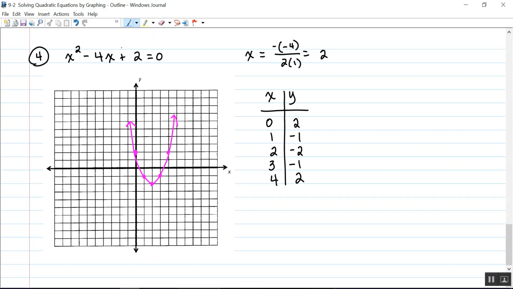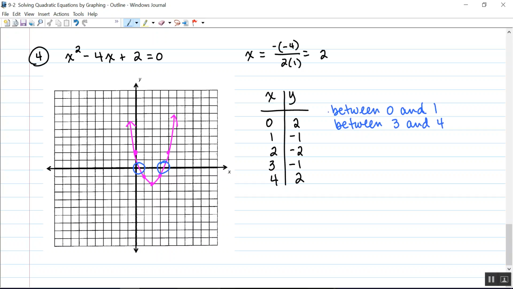And in this graph, you'll notice that the pink parabola does cross the x-axis, but it crosses right here and right here, and that's between two values. So it looks like I have values between x equals 0 and x equals 1. And between 3 and 4.